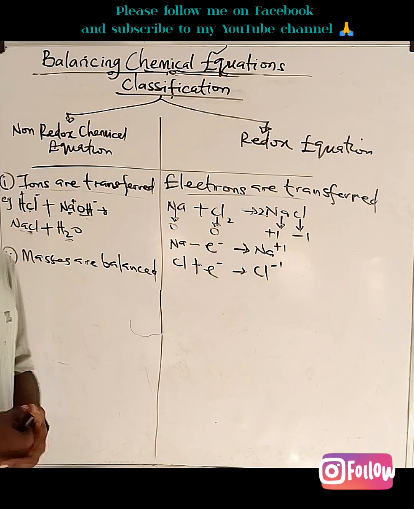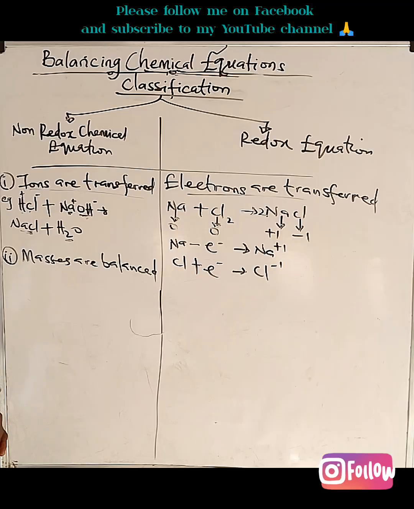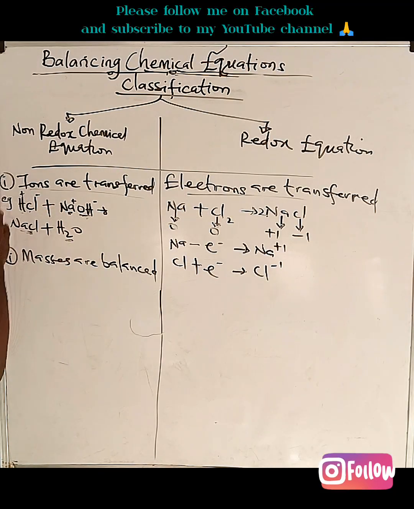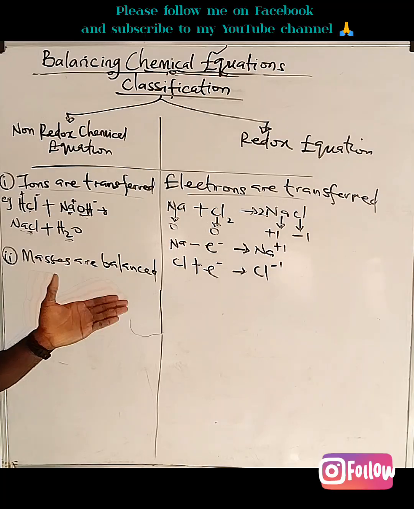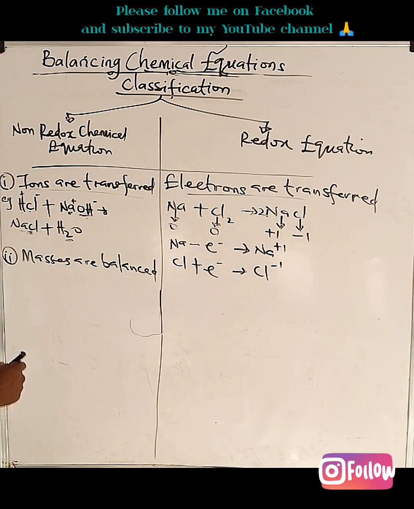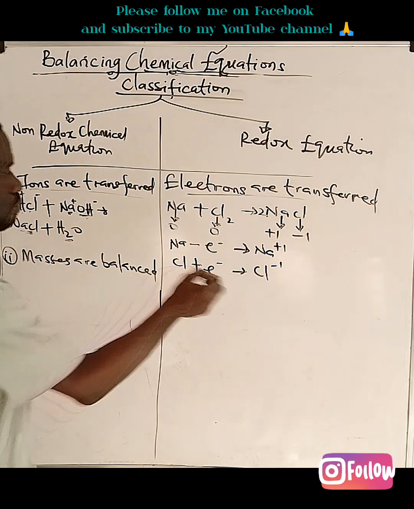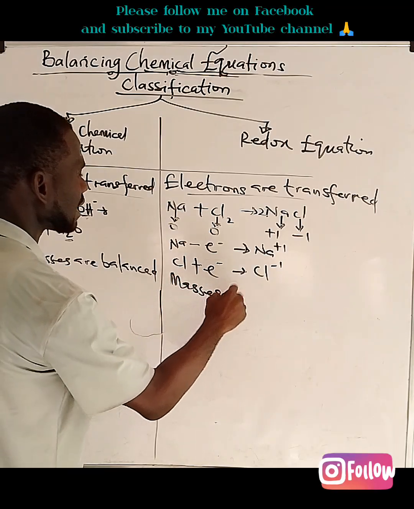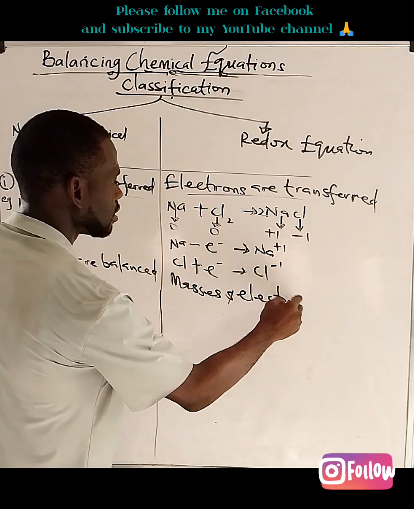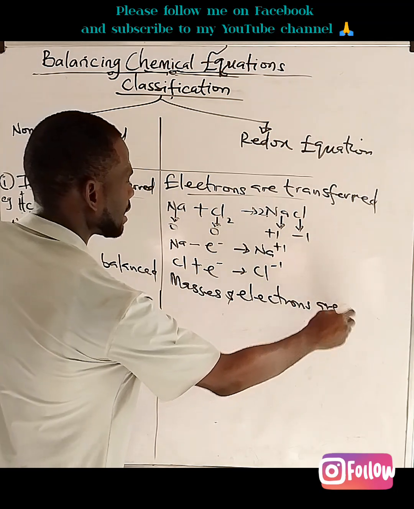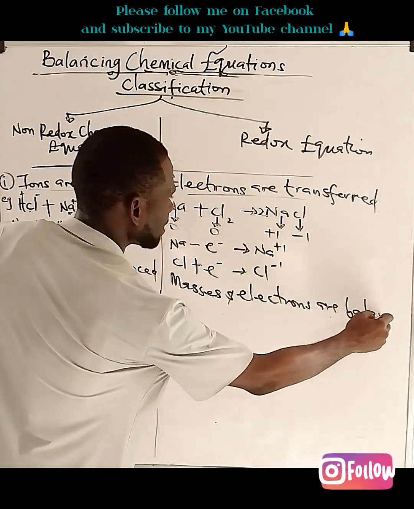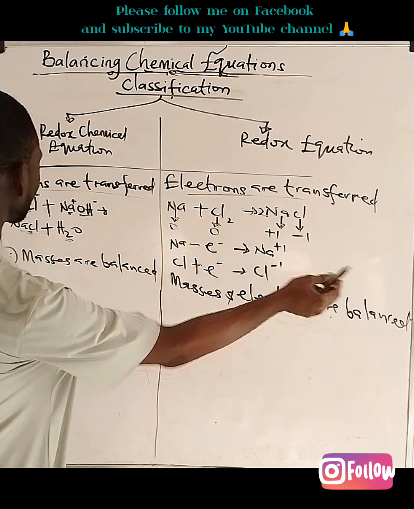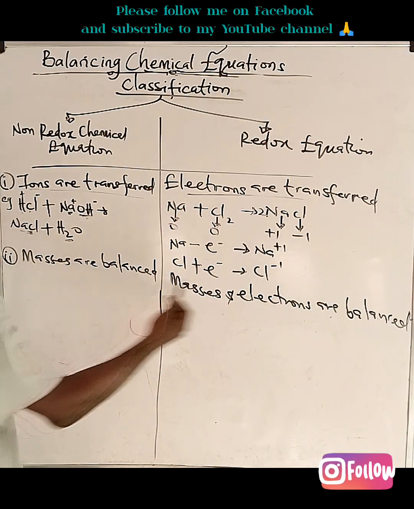We worked on this already under the law of conservation of matter. You can go and see that very lesson. By the time you check everything out, you find out that the masses on both sides are equal to each other, and that's why it's called an equation. So for this, masses are balanced, while for the redox equation, masses and electrons, not only masses this time around. Masses and electrons are balanced. We're going to be explaining this better when it's time to work on this. So masses and electrons are balanced, while here only masses are balanced.